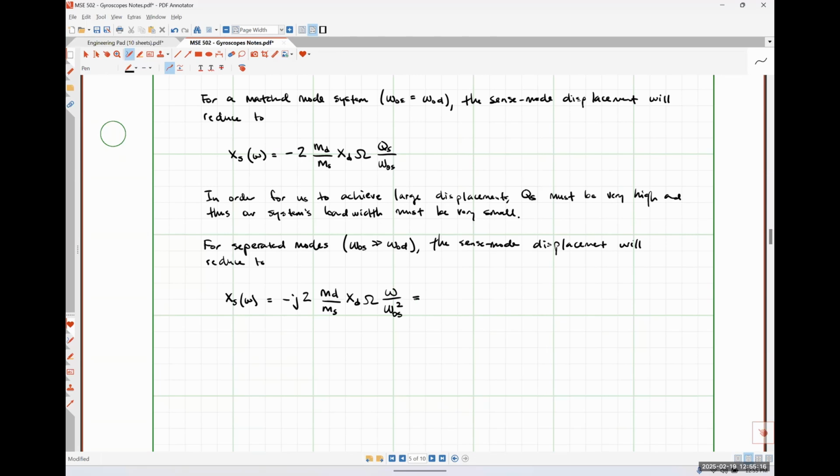which can be simplified down to -j times twice md xd capital omega lowercase omega over the spring constant of our sense mode system.